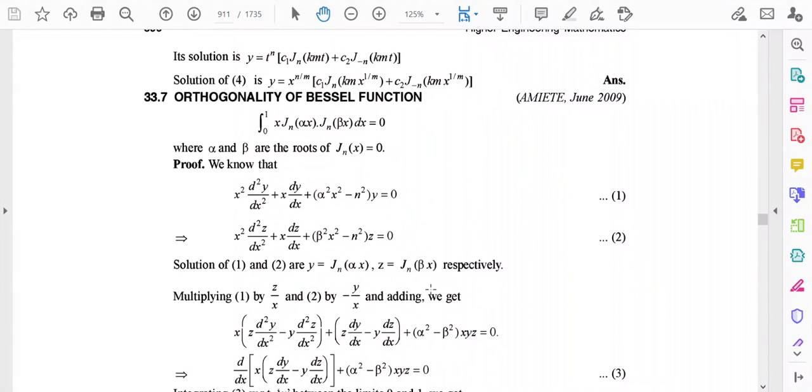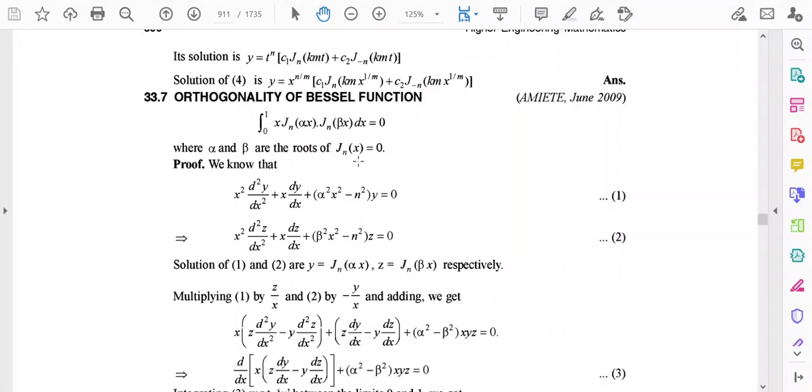Another thing we will learn in this lecture is orthogonality of Bessel function. So what is orthogonality of Bessel function? The integral from 0 to 1 of x into jn alpha x into jn beta x dx is equal to 0, where alpha and beta are the roots of jn x is equal to 0.